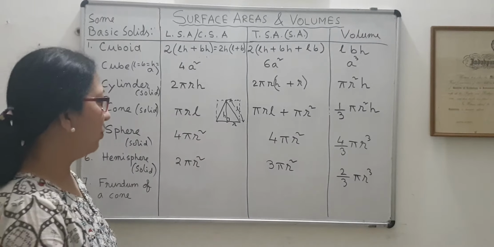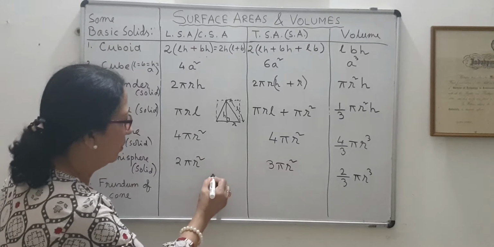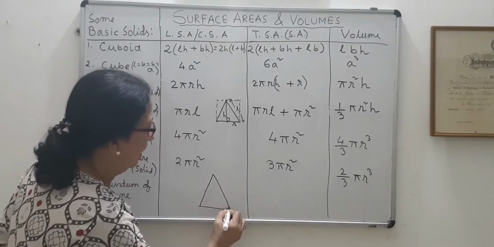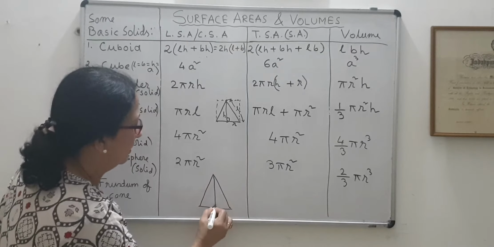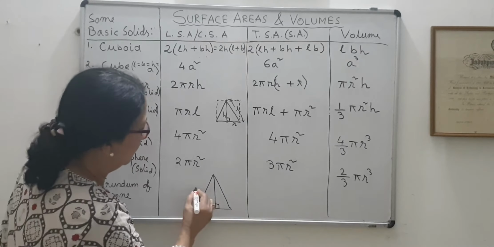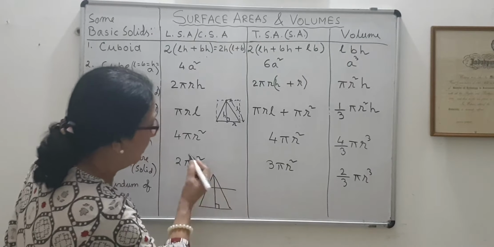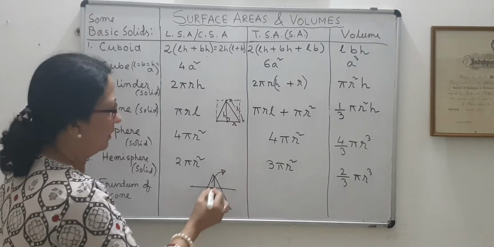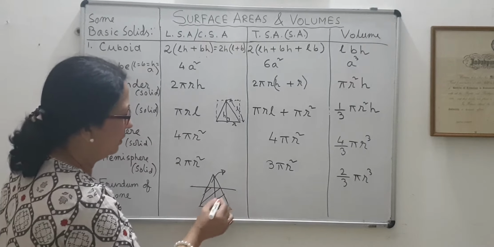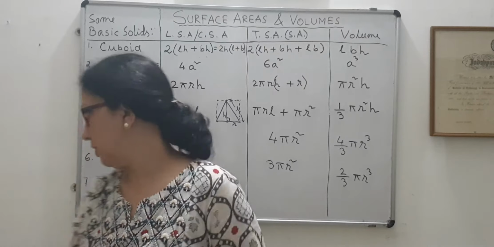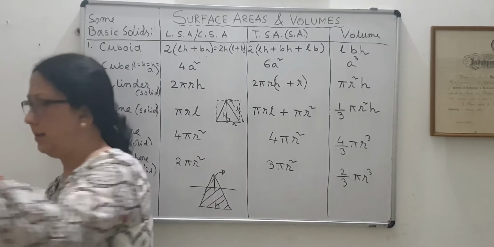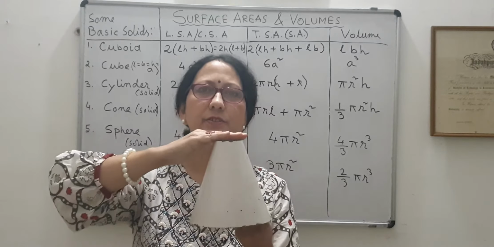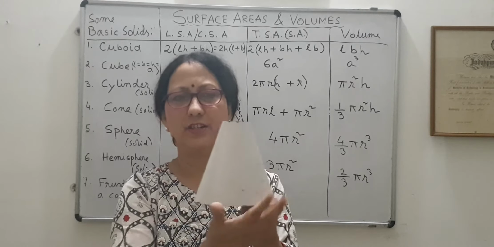Now the last figure that we will be introducing in 10th class: the frustum of a cone. What is the frustum of a cone? If you have a cone, like this, a right cone, and I remove the top part, whatever is left will be known as the frustum of a cone. So I am showing you one frustum of a cone. That is, the top part is removed, so whatever is left is the frustum of the cone.